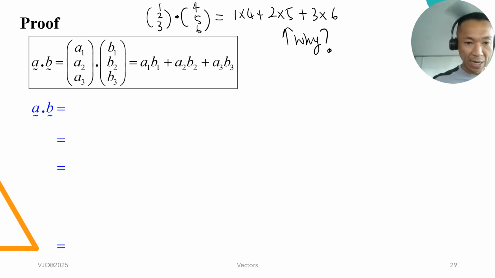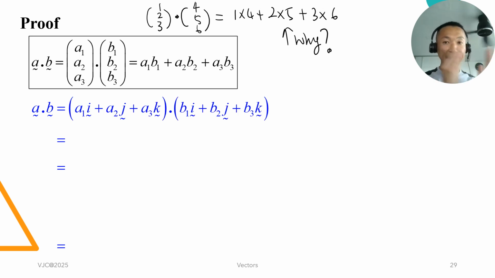And we should question. First, let me rewrite this in IJK form. Okay, no problem. The column vector and IJK form are used interchangeably. Next, I'm going to use the distributive law, which I have proven earlier. I can distribute the dot product over addition and subtraction. In this case, only addition.